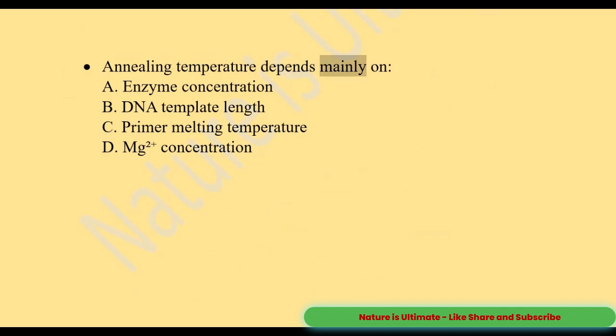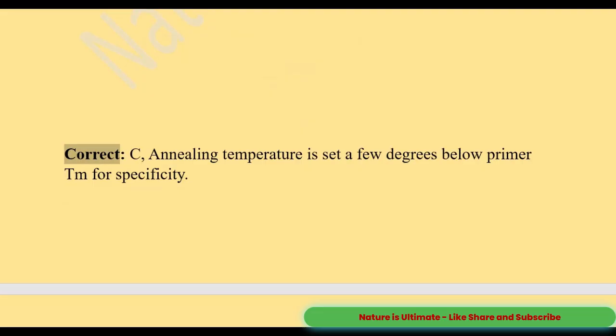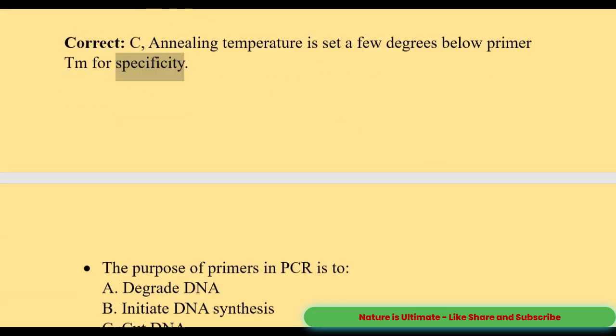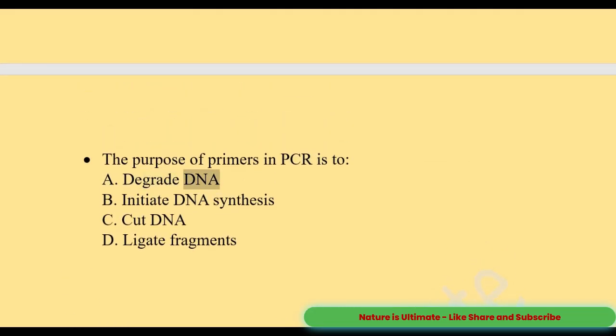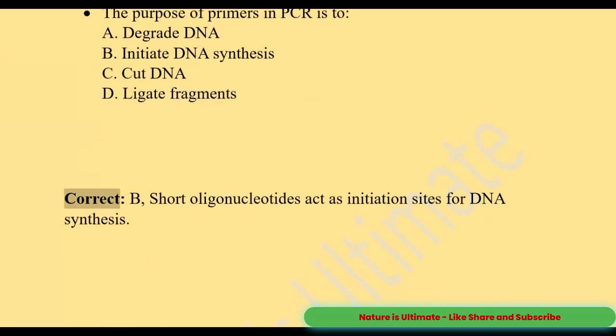Annealing temperature depends mainly on A. Enzyme concentration, B. DNA template length, C. Primer melting temperature, D. Mg2+ concentration. Correct. C. Annealing temperature is set a few degrees below primer Tm for specificity. The purpose of primers in PCR is to A. Degrade DNA, B. Initiate DNA synthesis, C. Cut DNA, D. Ligate fragments. Correct. B. Short oligonucleotides act as initiation sites for DNA synthesis.